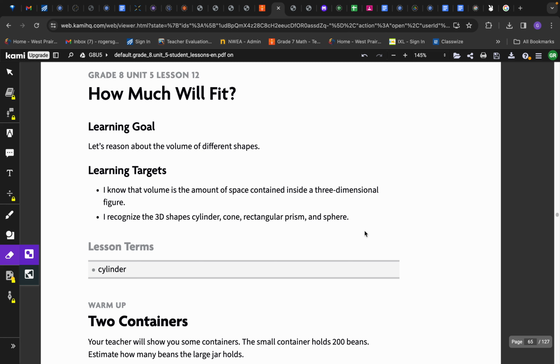We're doing Unit 5, Lesson 12 today, so if you need to hit pause on this video and then hit play when you've got Unit 5, Lesson 12 sitting in front of you.